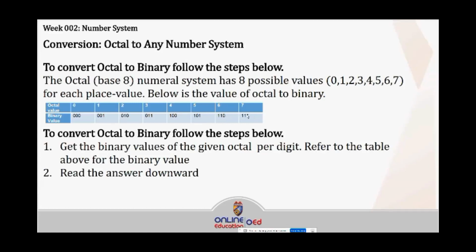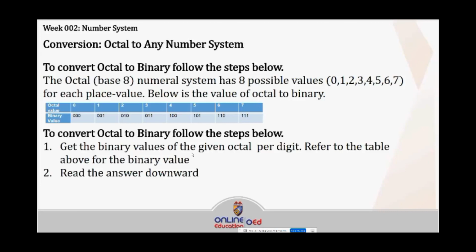Next, the last octal value to be converted is 7. So 4 2 1. 4 plus 2 plus 1 is already 7. So all we have to do is put 1 in each, so that 4 2 1 will all be true. If we add it up, 4 plus 2 plus 1 is 7. That's how we arrive at 1, 1, 1. So that's how you convert.